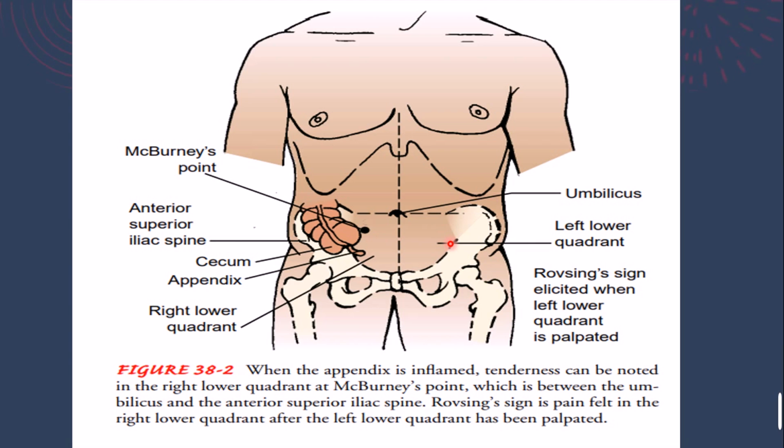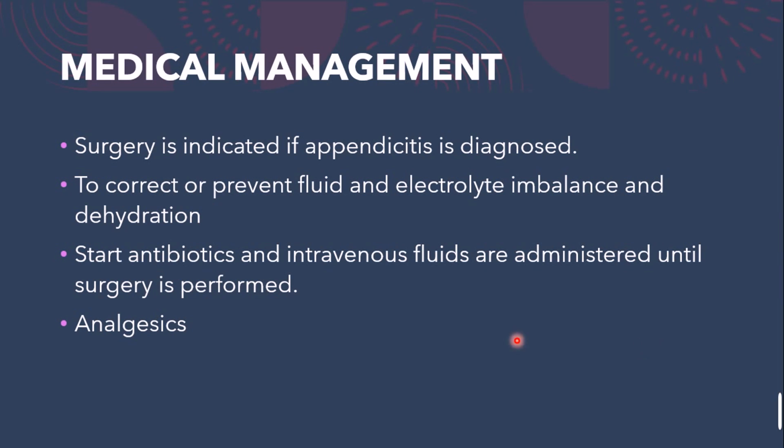Now, moving on to the medical management. Medical management says that surgery is indicated if appendicitis is diagnosed, because there is always a chance of appendix rupture, which we do not want to happen, because later on it will cause many other problems. Once the whole organ is infected, it will be very difficult to treat. Not just a small organ, it will cause your intestine, stomach, gallbladder, pancreas, and liver, every organ to get infected, and then sepsis will happen due to rupture of the appendix.